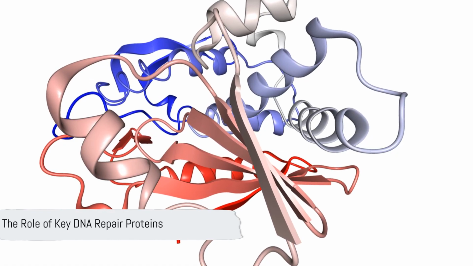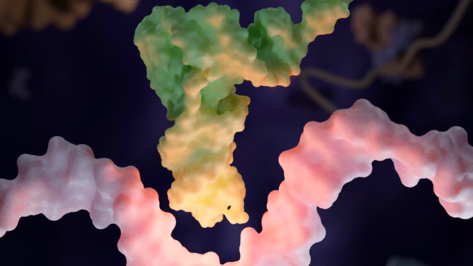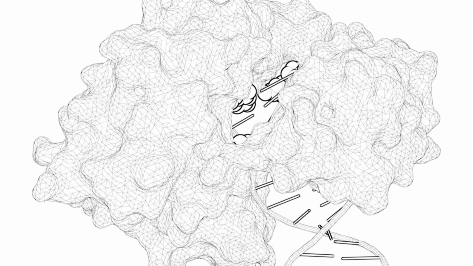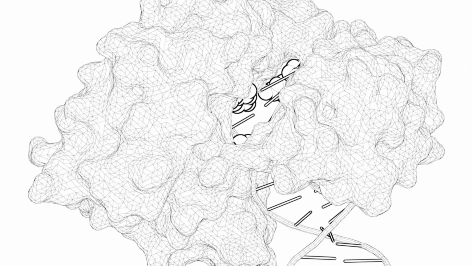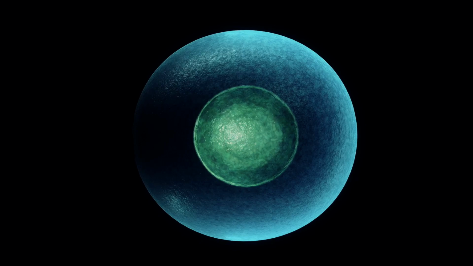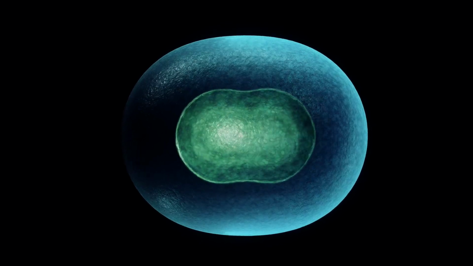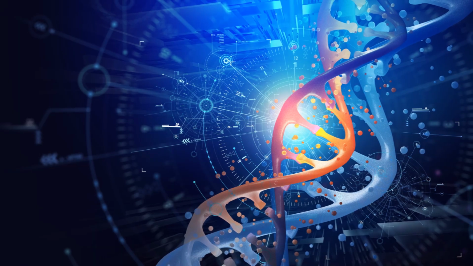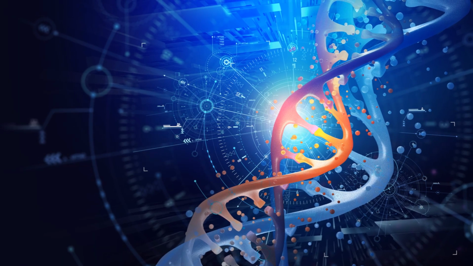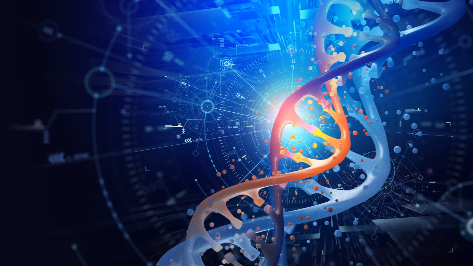repair the damage. The role of key DNA repair proteins. Certain proteins play crucial roles in DNA repair. For example, p53 is known as the cellular guardian. It helps decide whether a cell can continue dividing or needs to stop and repair the DNA. BRCA1 and BRCA2 help repair double-strand breaks, ensuring that genetic information is not lost.